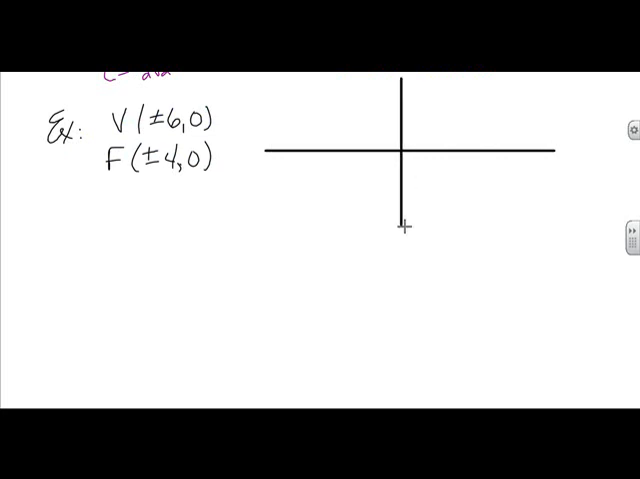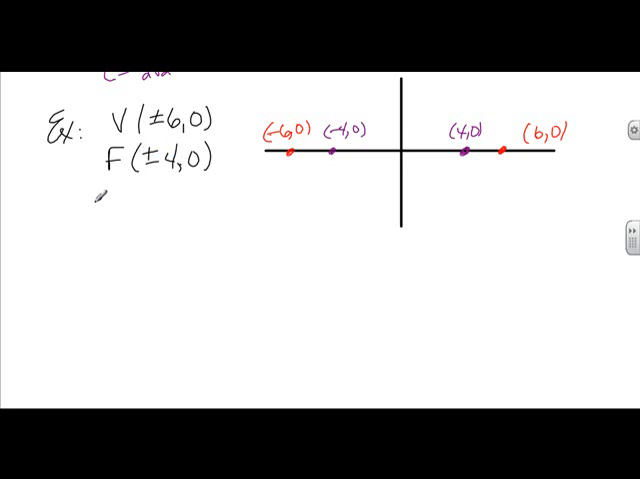And I'm just going to kind of estimate where these points would be. There's (6, 0), (-6, 0). So (4, 0) would maybe be right there, and (-4, 0) would be about right there. So right away I know that our major axis is going to be horizontal because the vertices and the foci are on the x-axis. I also know from these coordinates that the value of a is 6 and the value of c is 4.